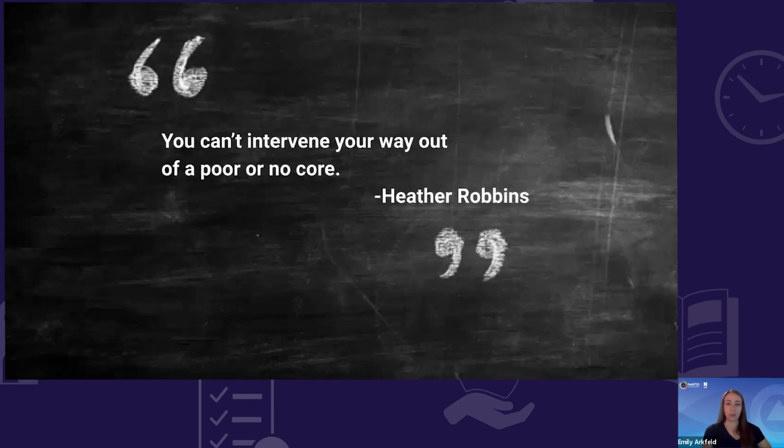As our national PBIS consultant, Heather Robbins, likes to say, you can't intervene your way out of a poor or no core. We know that it is tempting to want to jump directly to those tier 2 and 3 interventions when you have lots of students with identified needs, but your time and efforts will have a greater impact if you put those towards refining your core.